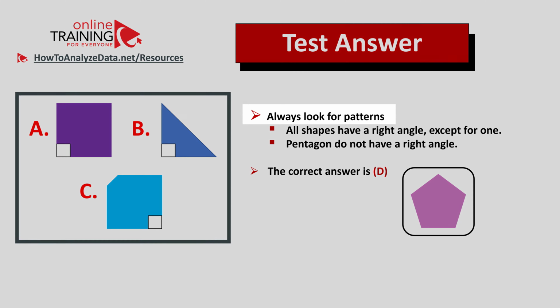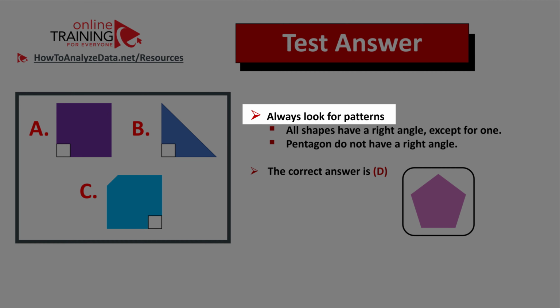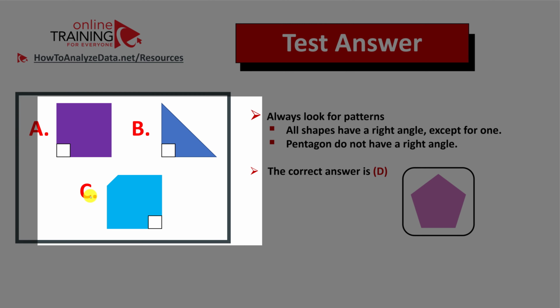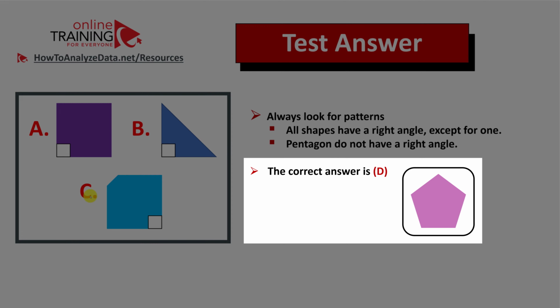As usual, always look for patterns and commonalities in between shapes. In this case, choices A, B, and C, they all have the right angle, and right angle here is highlighted. What's interesting here is choice C was designed to mislead you because choice C has a cut corner. But the correct answer for this question is choice D.